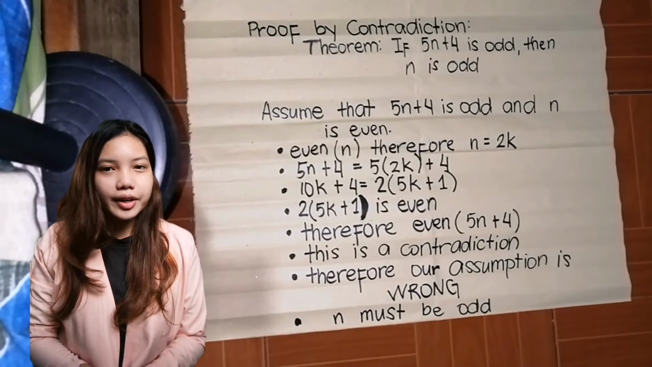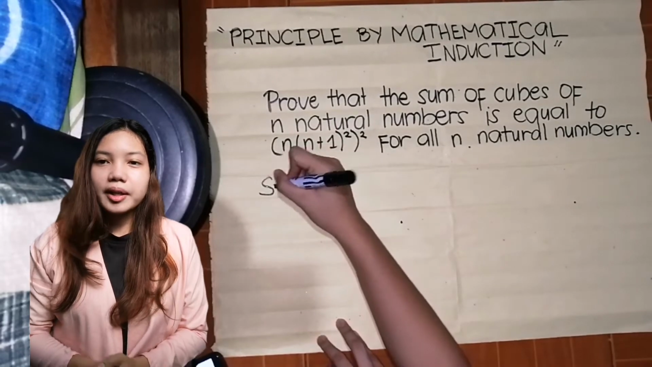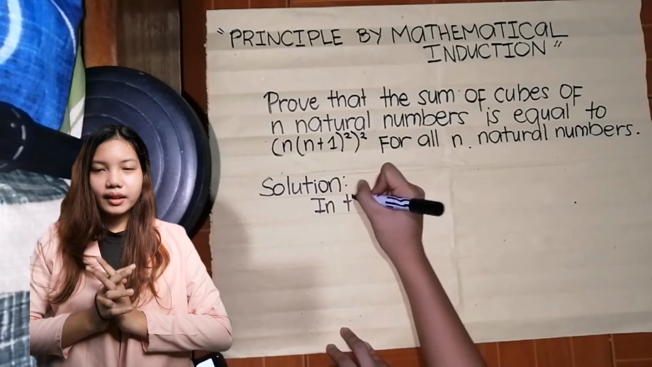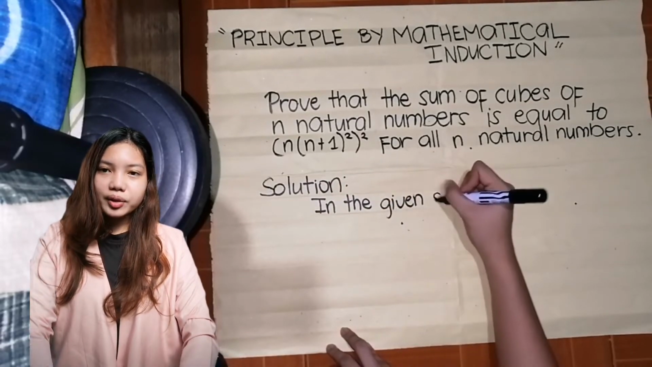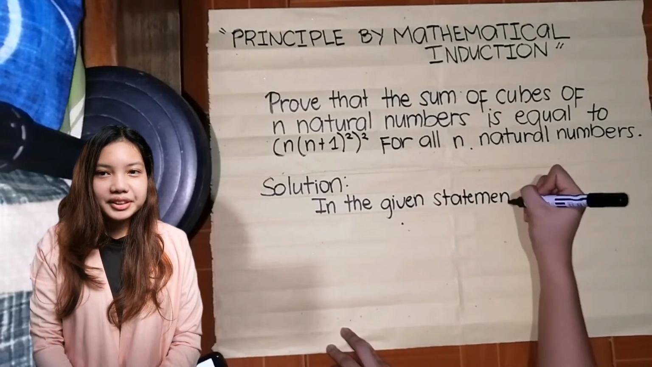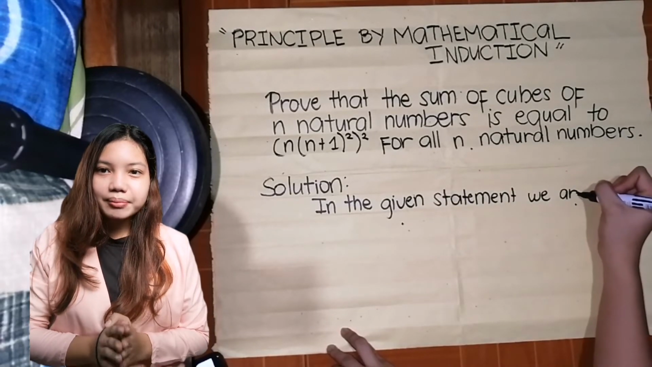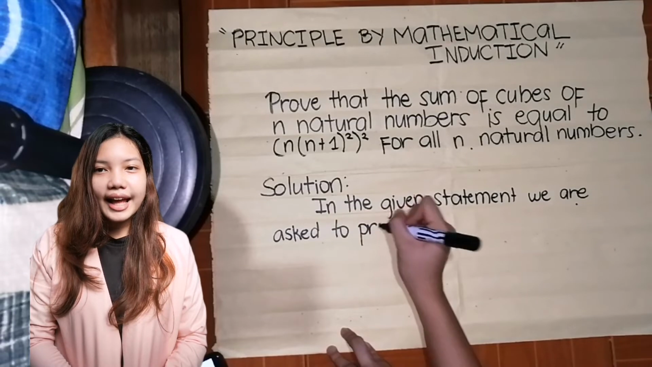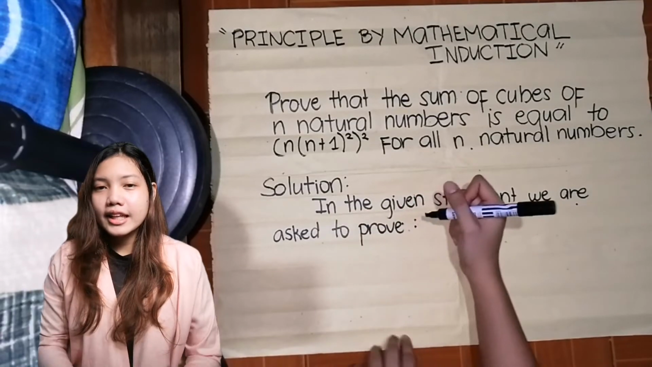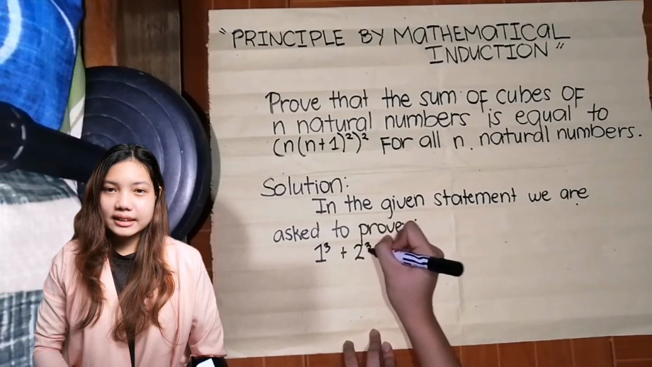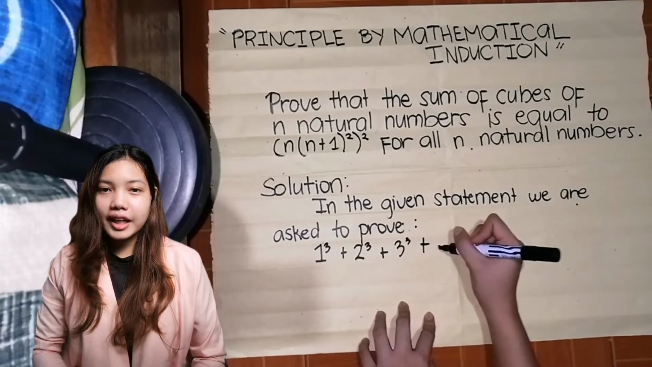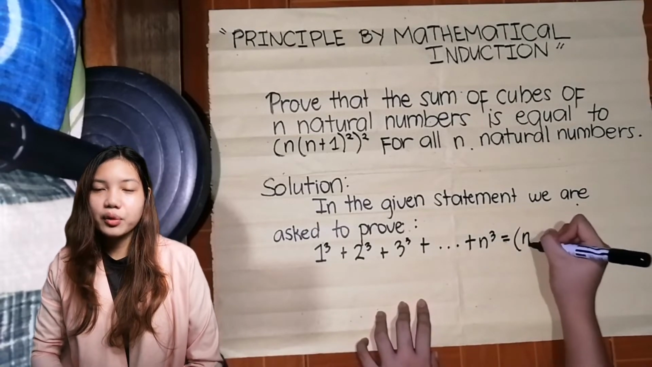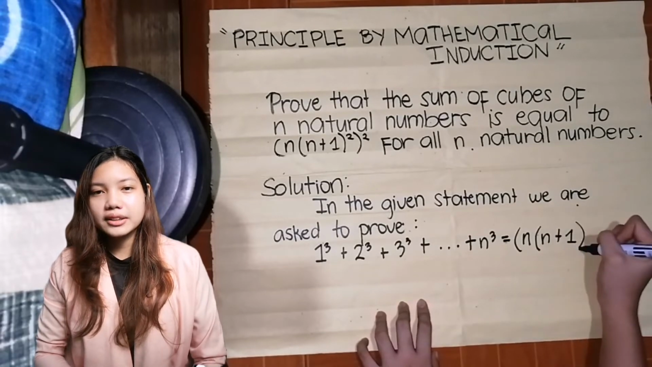And now let's proceed to our PMI, which stands for Principle of Mathematical Induction. Let us prove that the sum of cubes of n natural numbers is equal to (n(n plus 1)/2) squared for all n natural numbers. In the given statement, we are asked to prove 1 cube plus 2 cube plus 3 cube plus up to the nth cube equals (n(n plus 1)/2) squared.